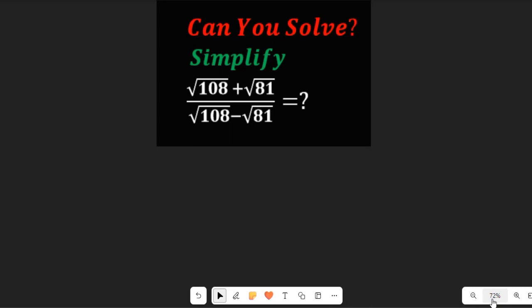Can you solve this? Simplify the square root of 108 plus the square root of 81, divided by the square root of 108 minus the square root of 81.